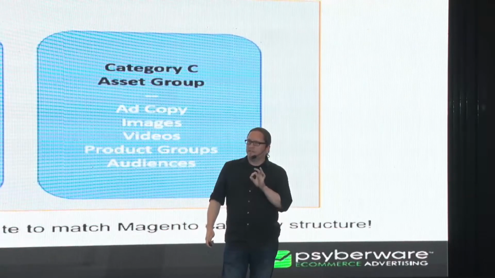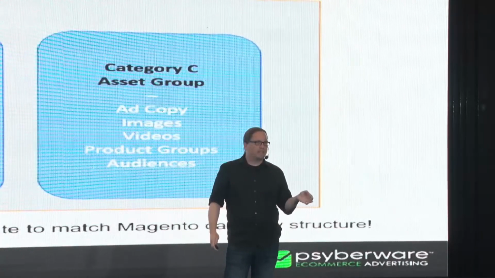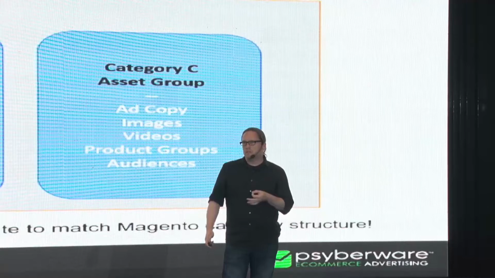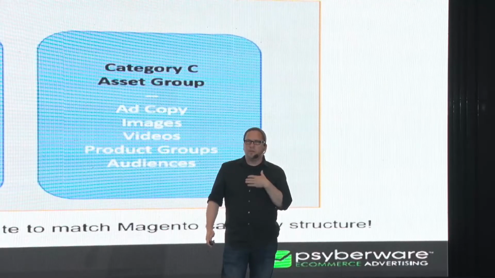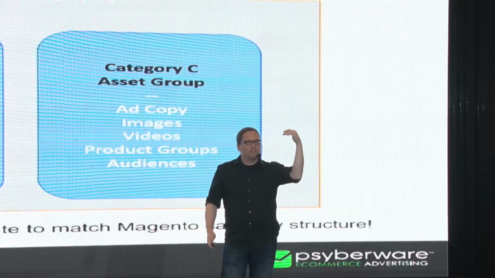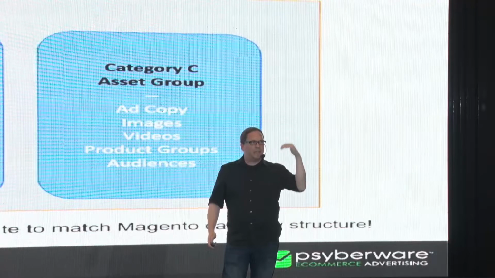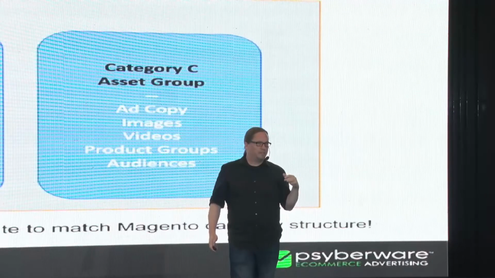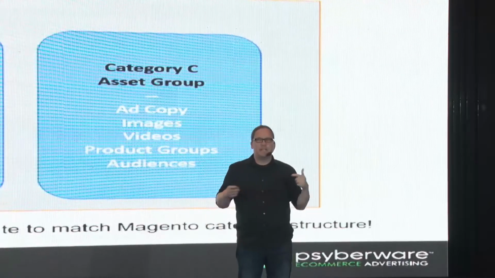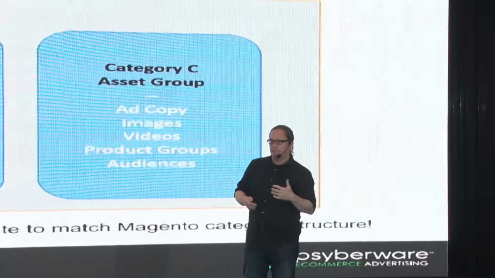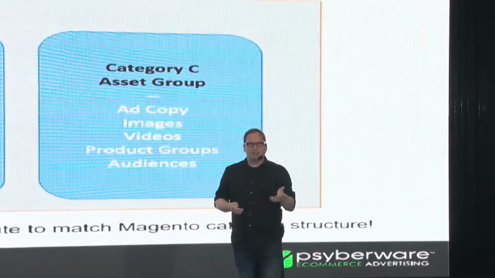So there's a field in the Google Shopping feed called the product type, and that's often used to accomplish these sorts of goals. You can actually just set your Magento category in your Google Shopping feed in the product type field. It makes it very easy to split products into different asset groups based on your category structure.